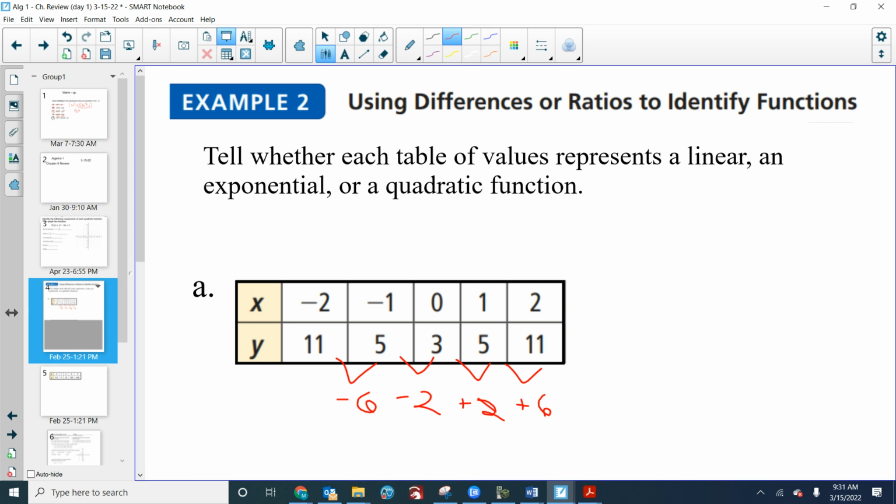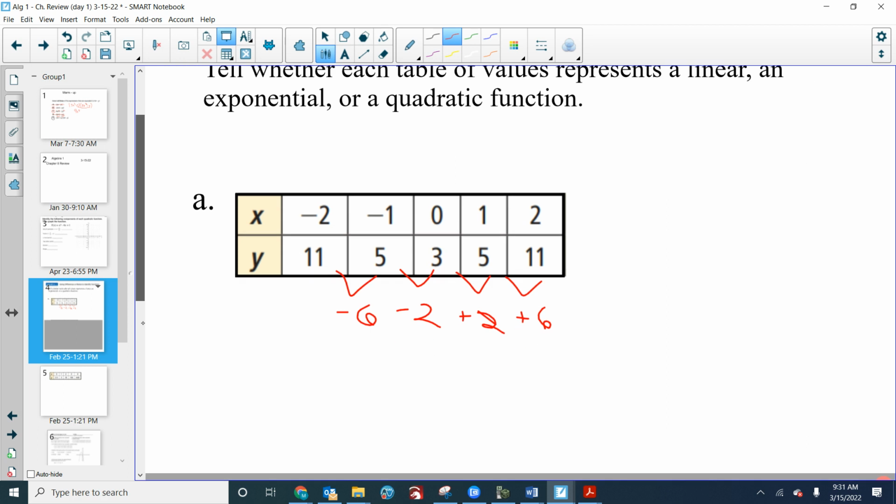How do we check for exponential? Times 6 or whatever. Remember every time? Times 2. 2 to the third, 2 to the fourth. Remember every time it was times 2. So how do we check for quadratic? Well, it's not linear. It's not exponential. We're kind of narrowing it down to quadratic, but how do we keep going?